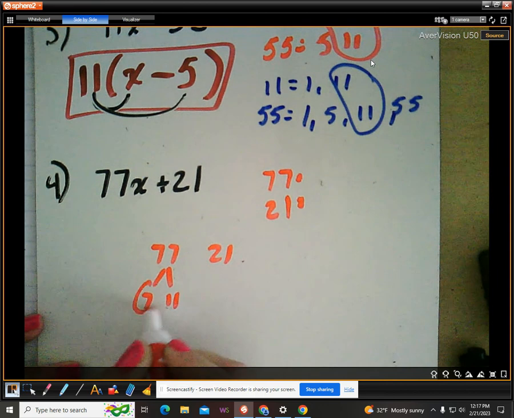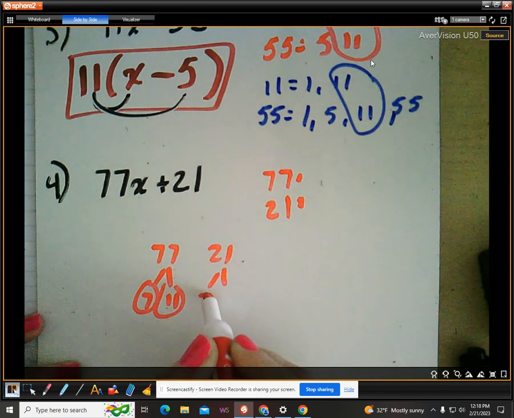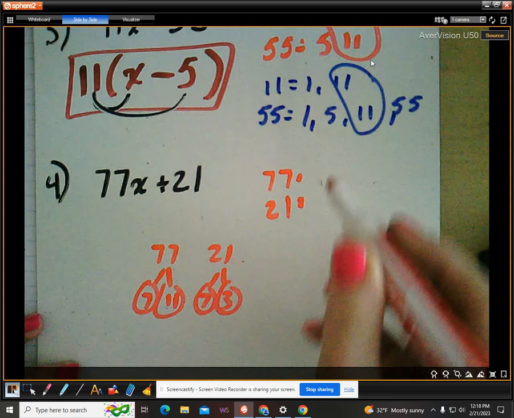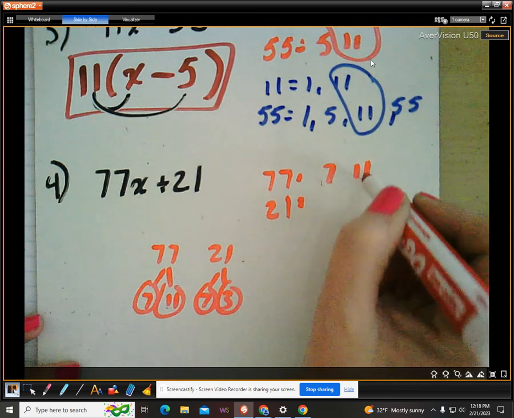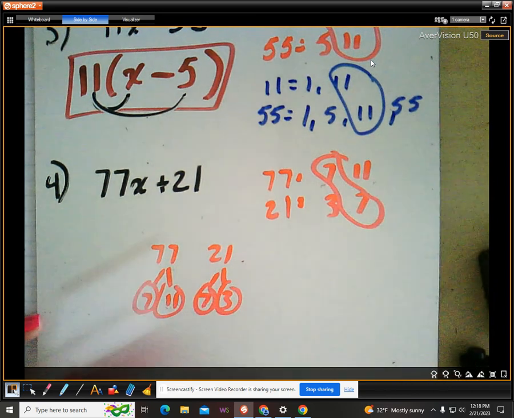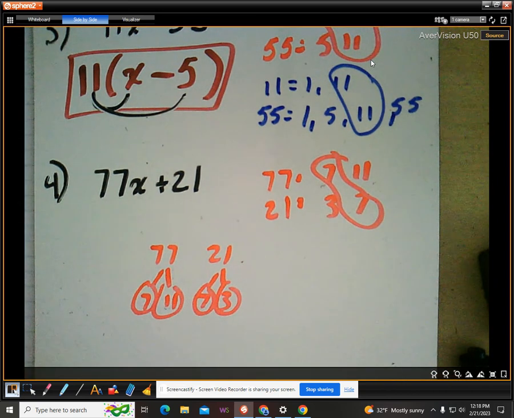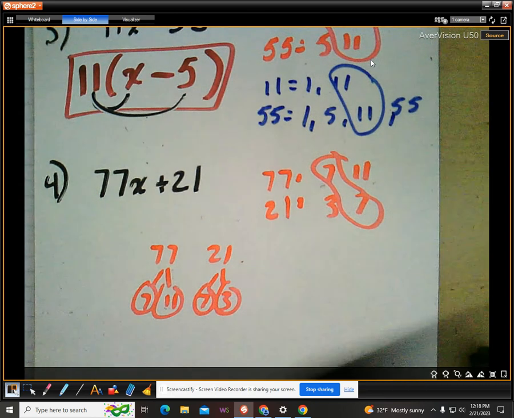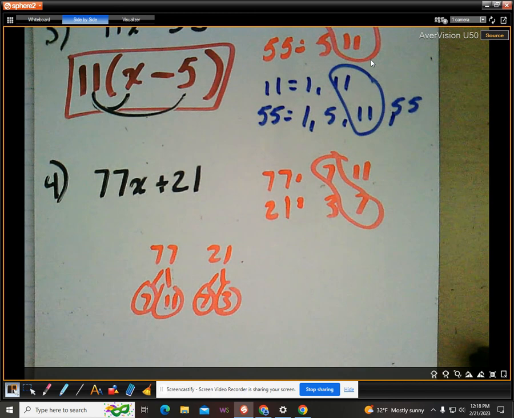Seven and 11, those are both prime. 7 times 3, those are both prime. So those were easy. We have 7 and 11. We have 3 and 7. Biggest number common in both lists would be 7. Okay. Or you could list the factors of 77 and list the factors of 21, and you'll still get 7 as your greatest common factor.